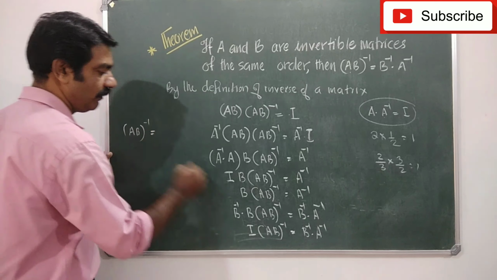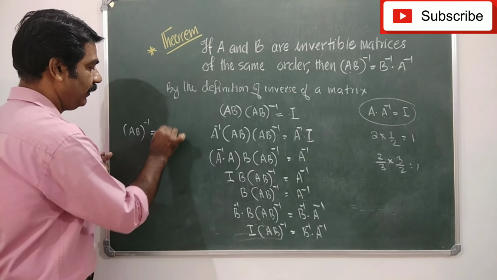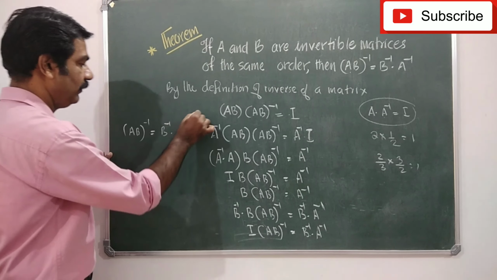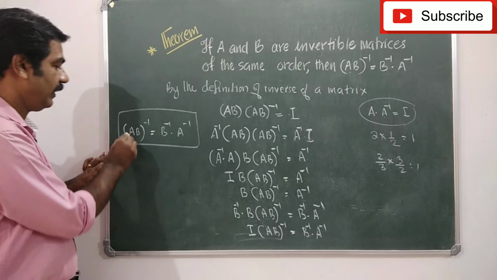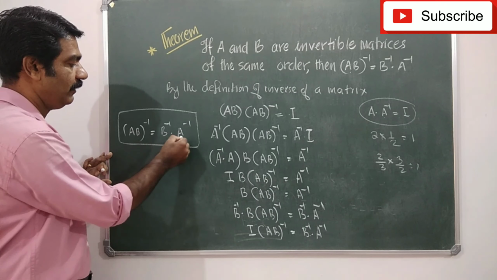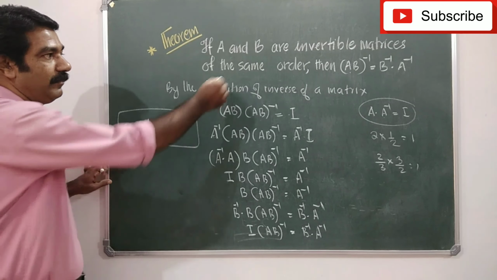AB inverse is equal to what I have here, B inverse into A inverse. So from here we got AB inverse is equal to B inverse into A inverse. So the theorem is proved.